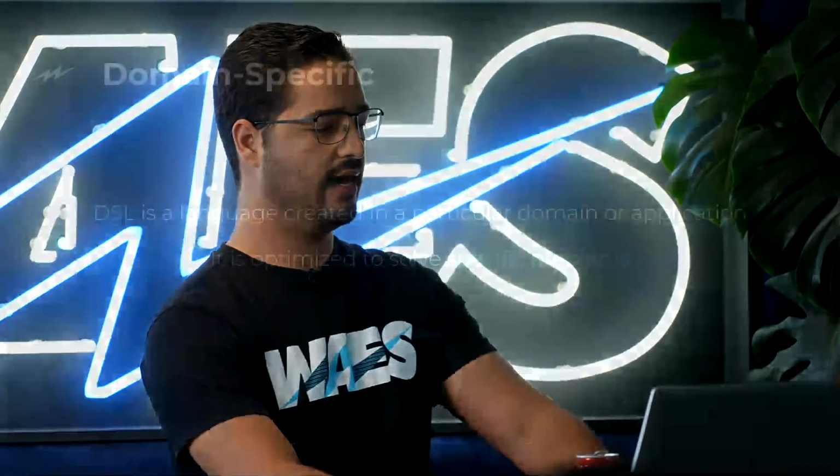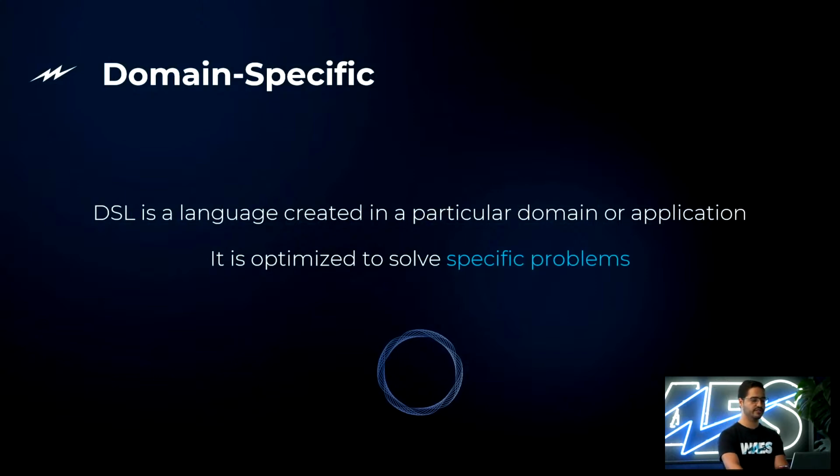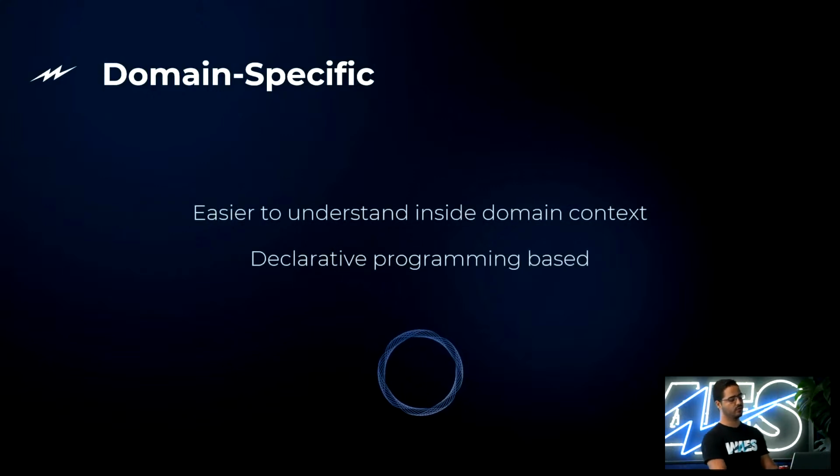If you have the instructions to create the drugstore, it will be easier, because you just have to tell the system or your planet that you want to build a drugstore. So this is what a domain-specific language is about. A DSL is a language created for a particular domain and optimized to solve specific problems. And why is it easy? Because if you have just one domain to focus on, like a drugstore in our example, you have a business domain to take care of.